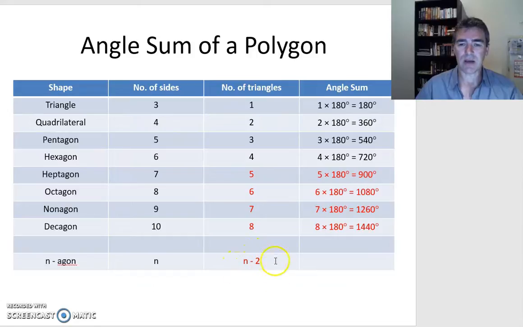So that leaves us with our n-agon, okay, n minus 2, take the number of triangles and times it by 180 degrees. So I'm taking that number of triangles, but if I just times that by 180 as it is, I will only be multiplying that 2 by 180. So I need to make sure I put brackets around it because I'm multiplying all of that by 180 degrees. And that will tell me what the angle sum of that particular polygon is with whatever number of sides I put in there.